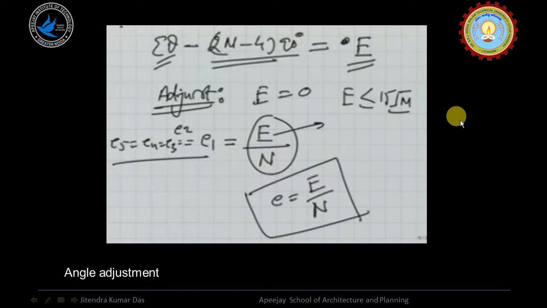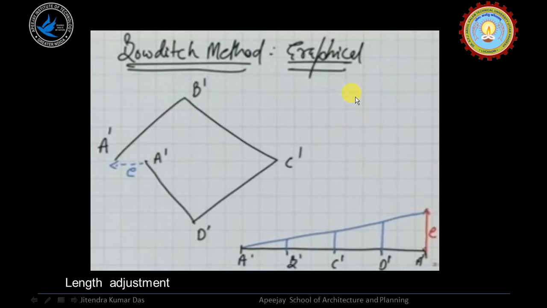Now second is our length. Suppose we have the same figure, A to B, B to C, C to D, and D to A.